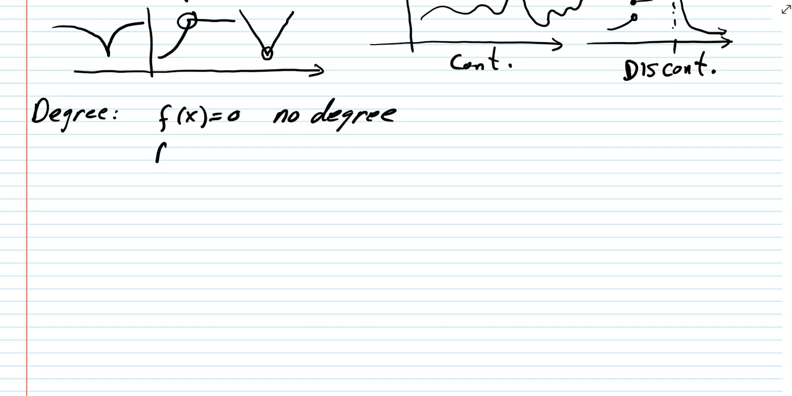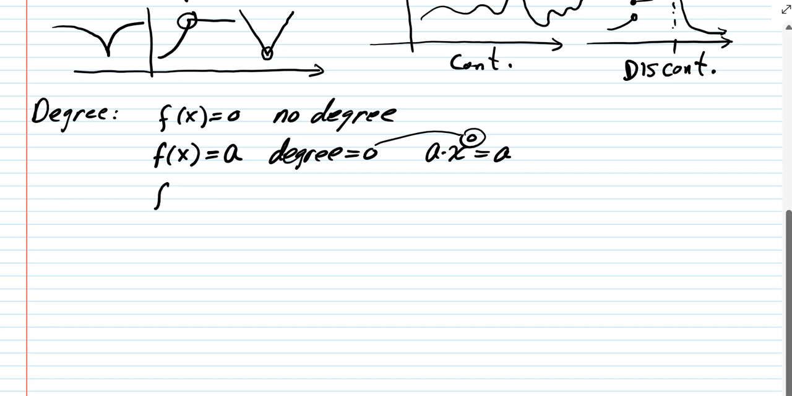Okay. If a polynomial function is just a constant, call it a, this one has a degree equals 0. And the reason is because I can write it as a times x to the 0, and that's still a, and there you go. There is your degree. Okay. Then I could now increase the degrees.